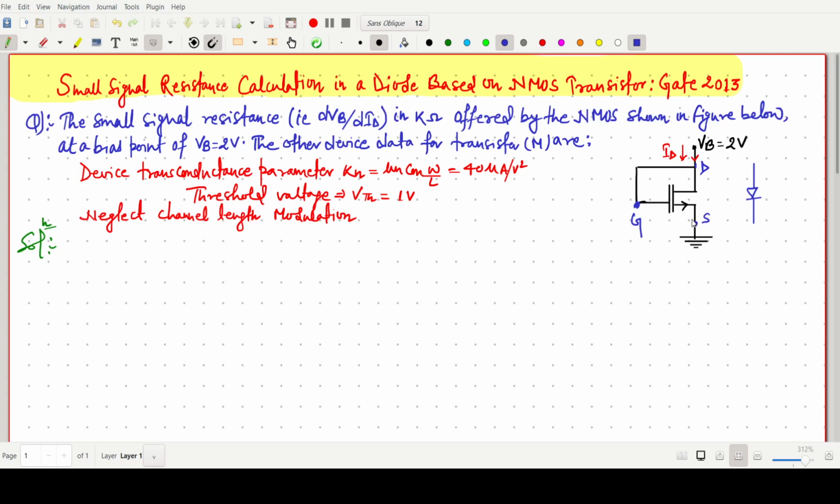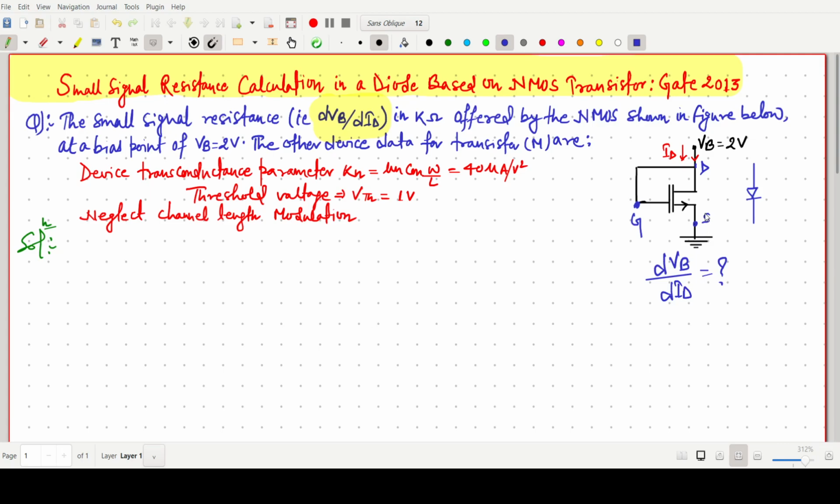Okay, so what we have to do in this question is find the small signal resistance, that is, we have to find dVB by dID. We have to find this.